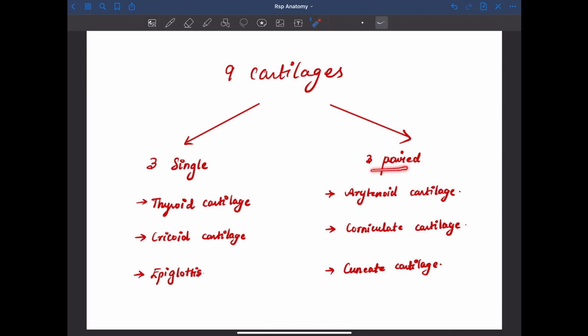Among the 3 paired cartilages, we have the arytenoid cartilage, which is pyramidal in shape. And then we have the 2 small corniculate and cuneiform cartilages, which are fibroelastic cartilages, like small nodule-type cartilages.